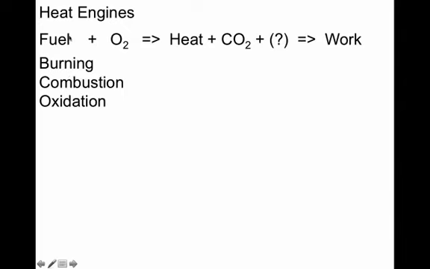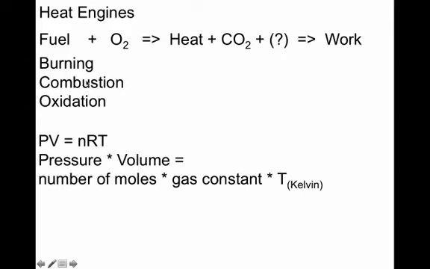Oxidation, we mix something with oxygen, it's burning. So we remember this from way back when. PV equals nRT. Pressure times volume is equal to the number of moles times the gas constant times the temperature in kelvins. So when something gets really hot, either the pressure is going to go up if you don't let it expand, or the volume is going to go up if you let it expand.